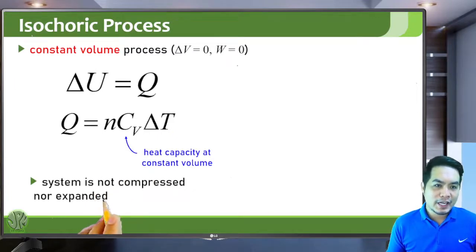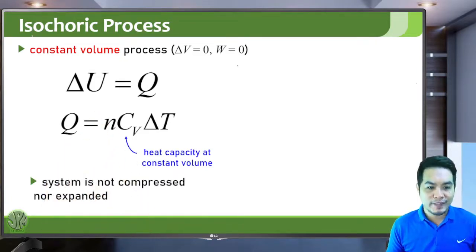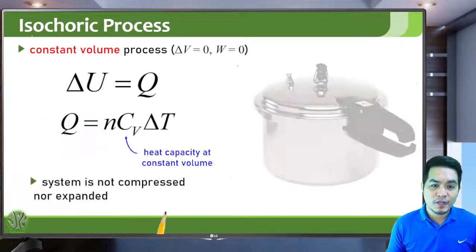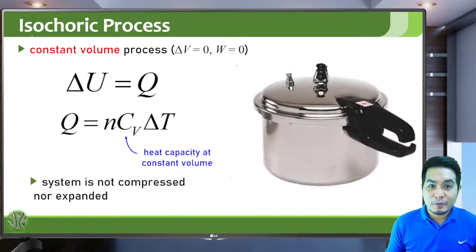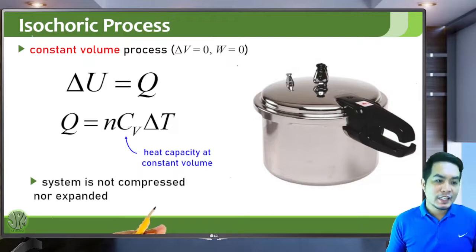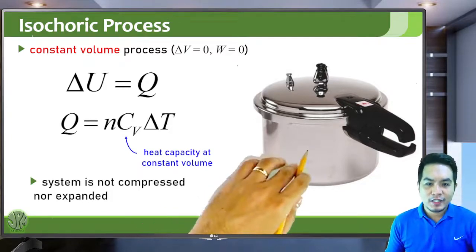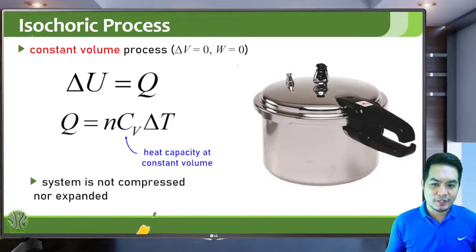So in an isochoric process, there's no expansion, there's no compression. The system is not compressed or expanded because it's a constant volume process. An example of that is pressure cooking. In pressure cooking, it's an isochoric process. The volume is constant, but the pressure and the temperature inside the system change.